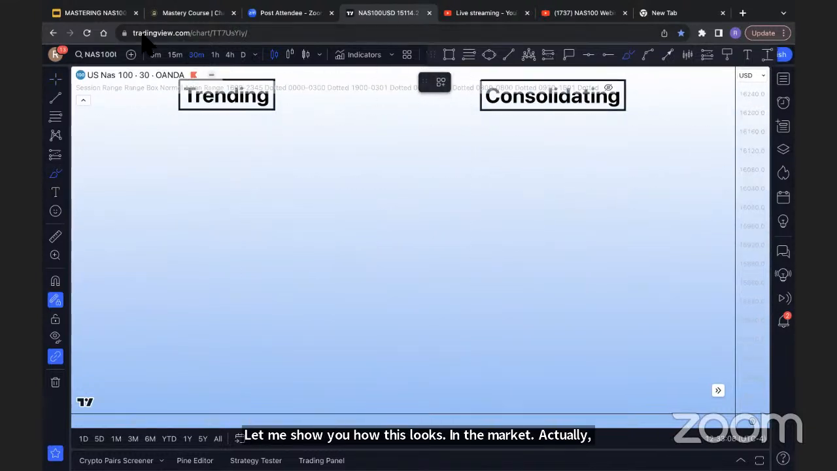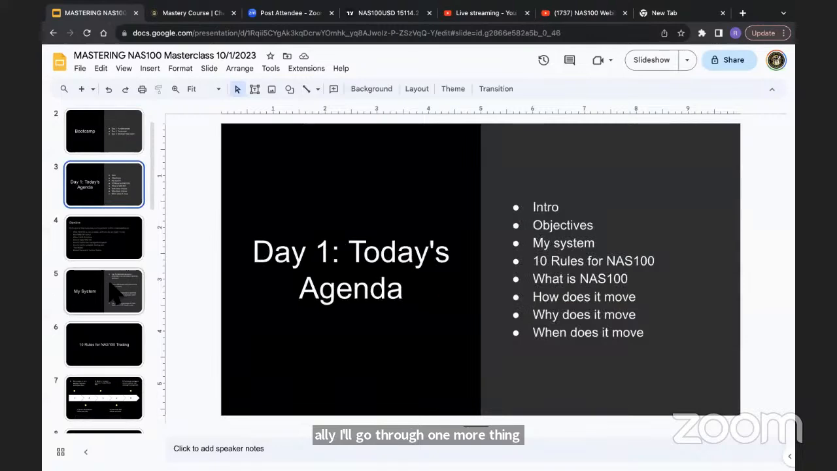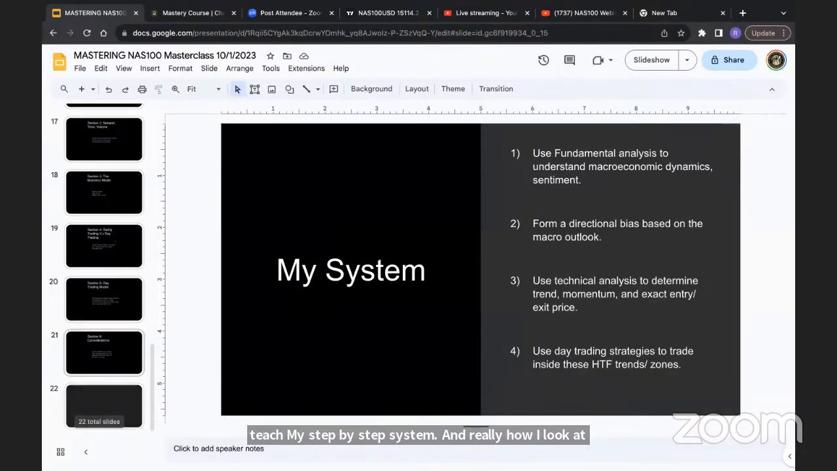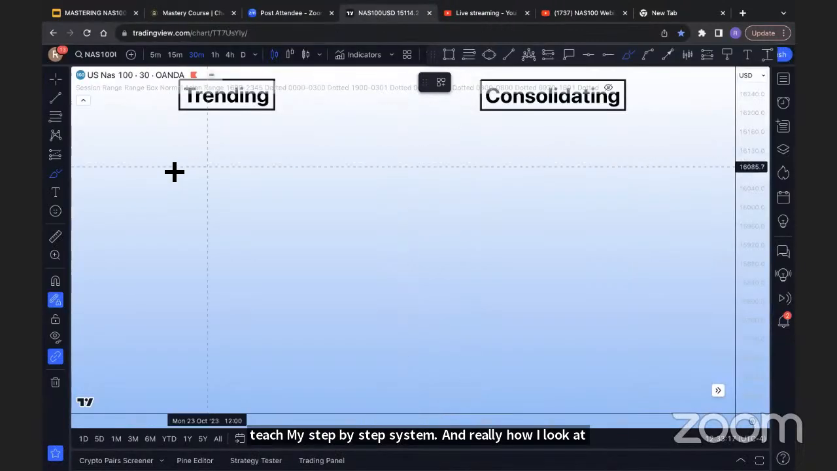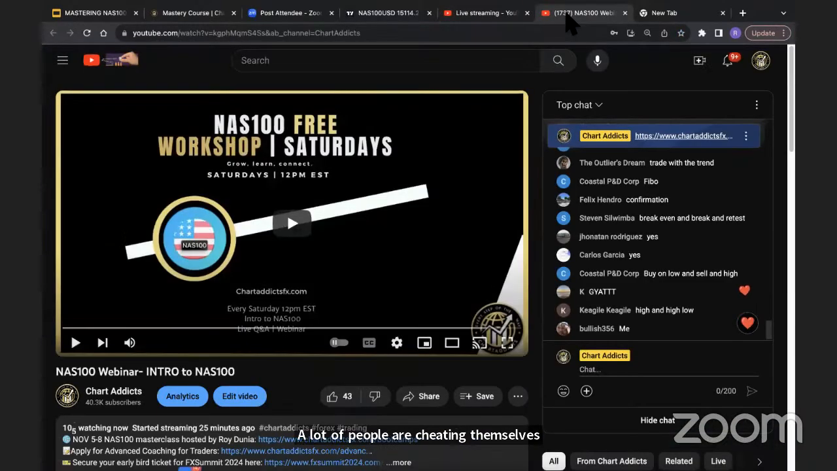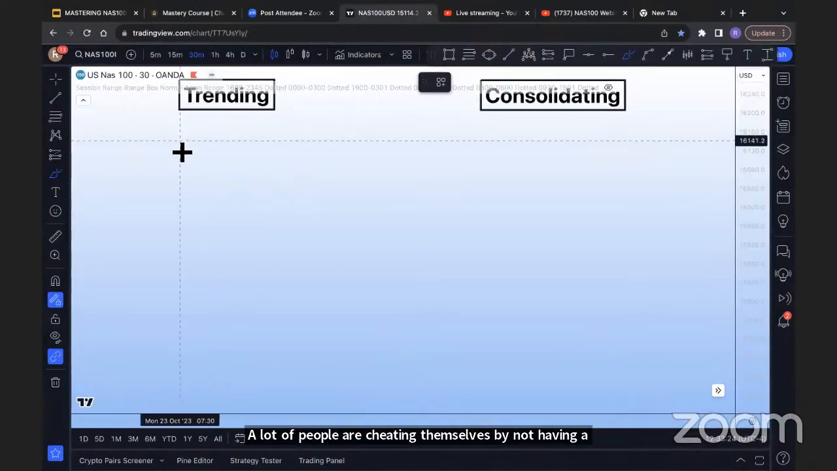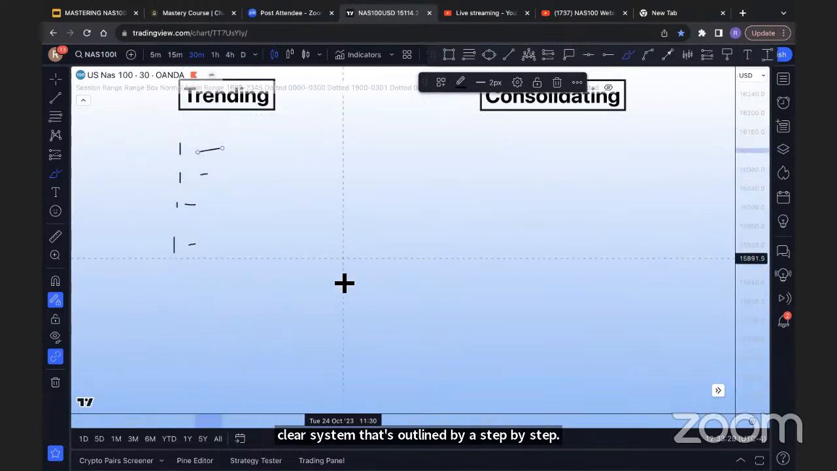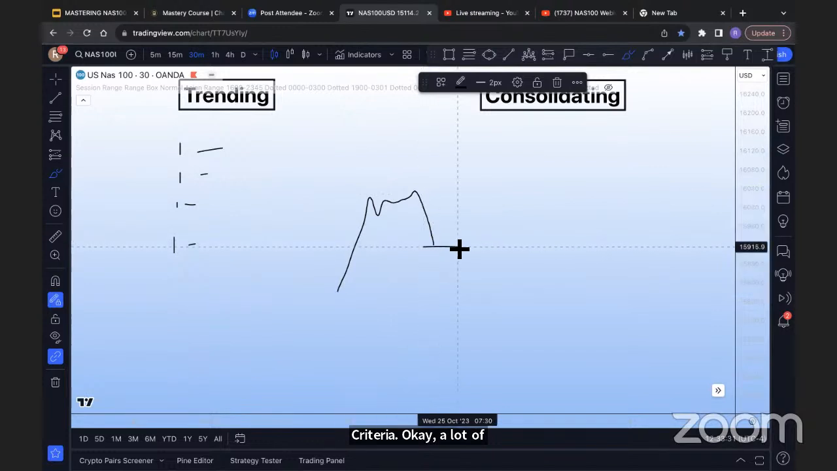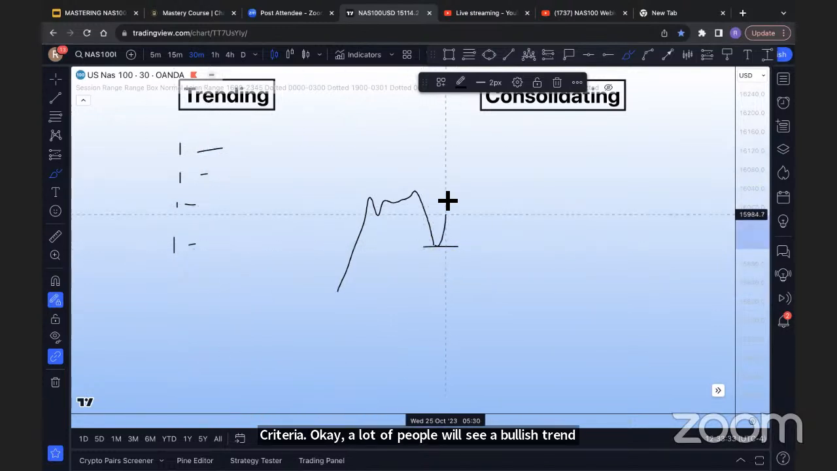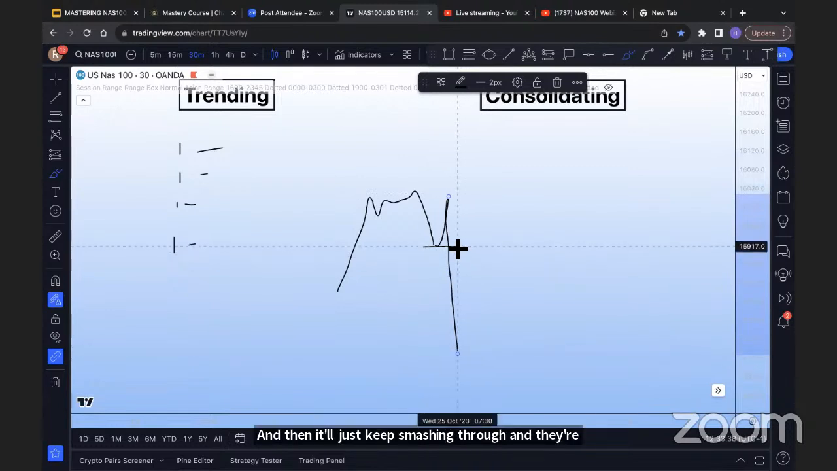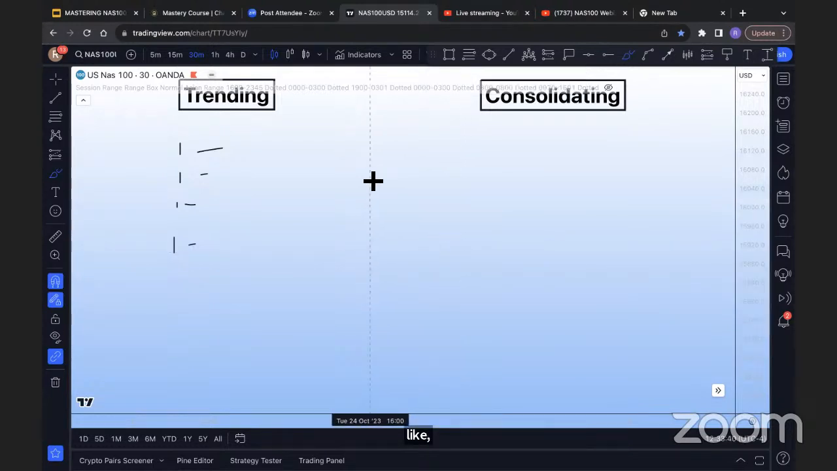When you're developing a strategy, the system that I teach, my step-by-step system, and really how I look at technical analysis, a lot of people are cheating themselves by not having a clear system that's outlined by step-by-step criteria. A lot of people will see a bullish trend, it'll hit support, and with no other criteria, they're entering buys. And then it'll just keep smashing through. And they're like, oh, but I thought it hit the support zone and it did everything. And why didn't it go my way?